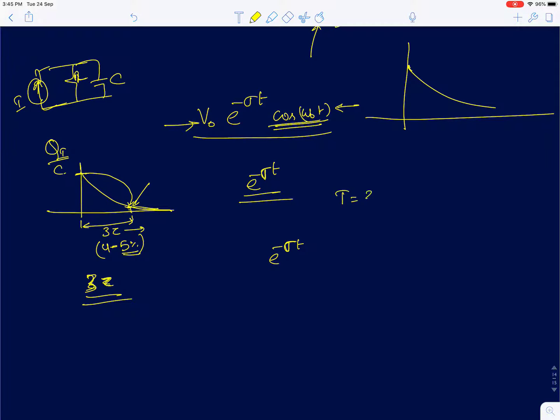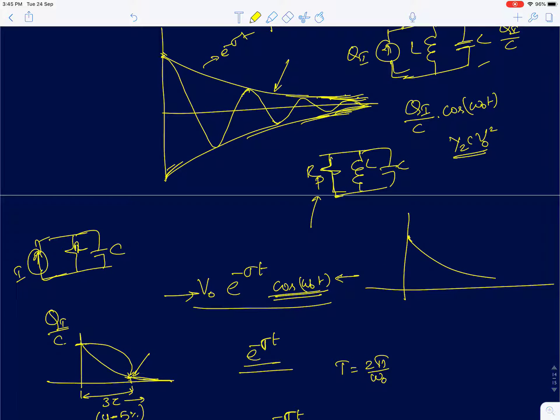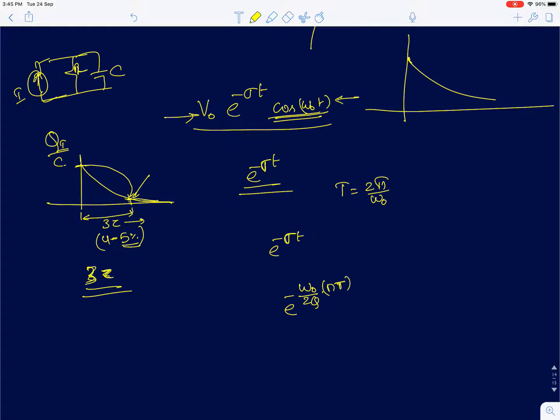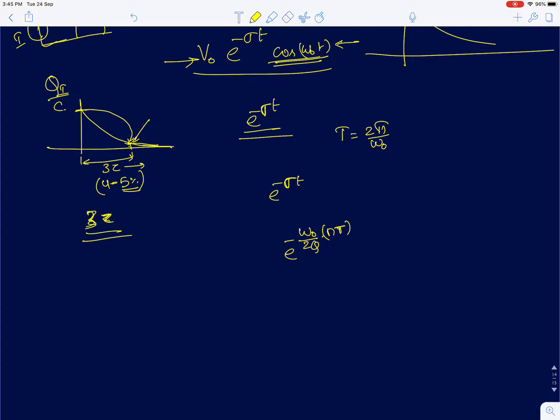Let T be the time period, which is given by 2 pi by omega naught. So what I am going to do is compute T times sigma, which I'll write as omega naught by 2Q into nT. I am going to compute n cycles, and at the nth cycle I am going to look at the amplitude of the sine wave. You start from here, this will be the end of the first cycle, this will be the second cycle and third cycle and so on. I'll look at the amplitude of the sine wave after say n cycles.